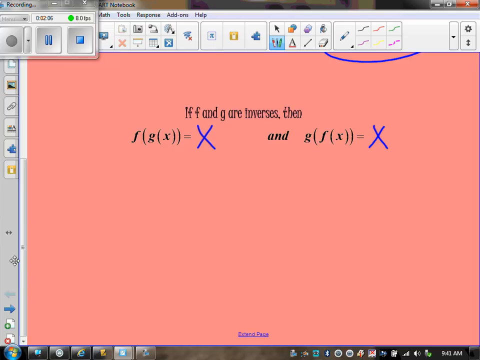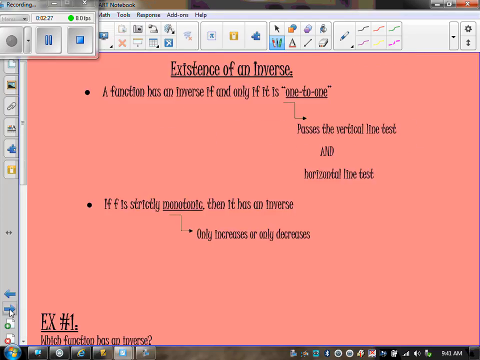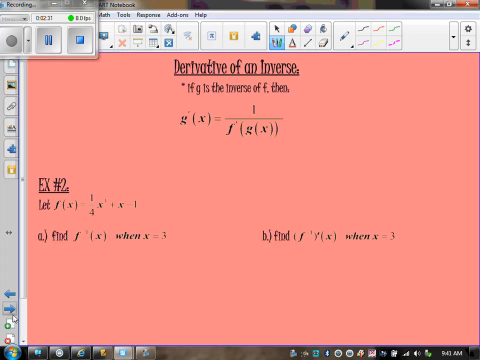Okay? Your f and your g, if you plug them into each other, as long as they're inverses of each other, should end up canceling and just get you an x. So if that shows up on the AP test, you need to know that that means that they're inverses of each other. Okay? Because of time's sake, we're going to go ahead and skip this piece here about one-to-one and monotonic, and we're going into finding the derivatives of inverses.